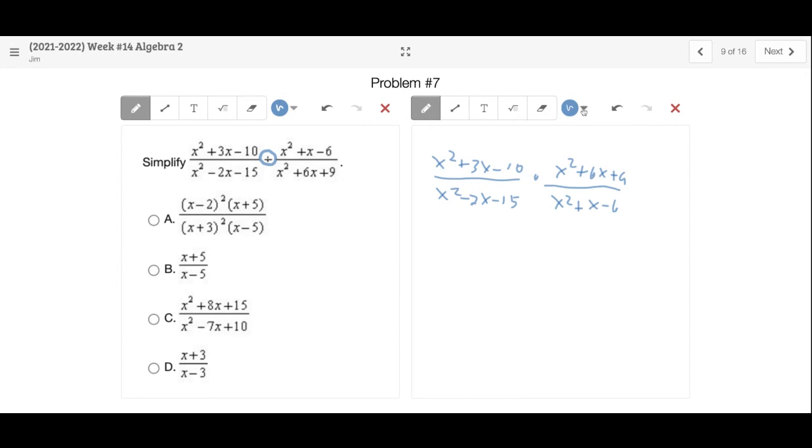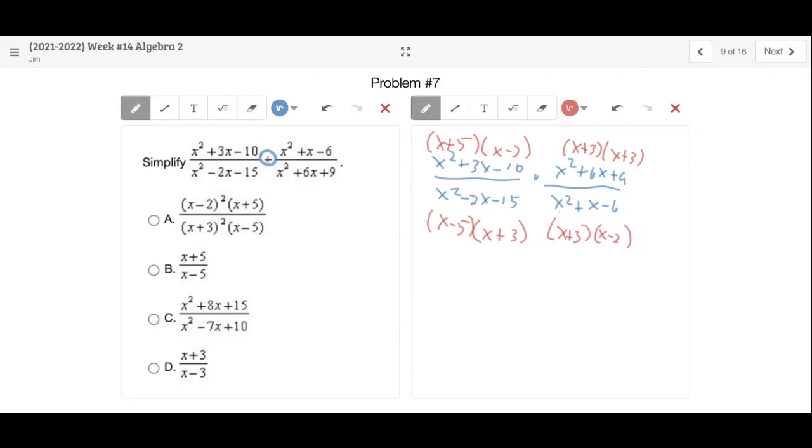Now, I bet you that every one of these things factors. This factors down to x plus 5, x minus 2. This factors to x minus 5, x plus 3. This factors to x plus 3, x plus 3. This factors to x plus 3, x minus 2. Pretty awesome factoring skills. Thank you.